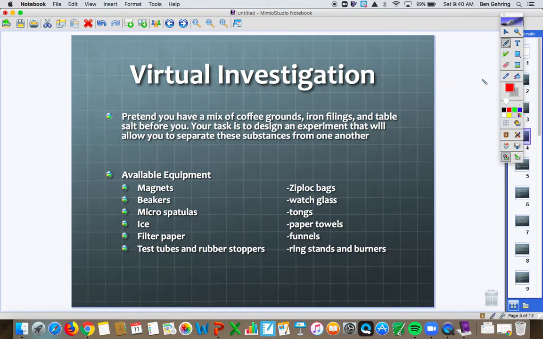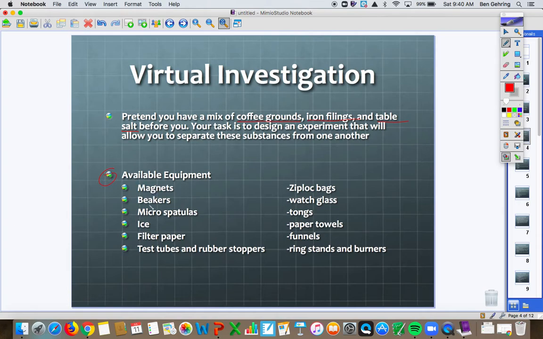All right, so to start, if you can imagine you had a mix of coffee grounds, iron filings, and table salt before you, in a bag or in a container. Your task is to separate these things. How would you do that given these different constraints?